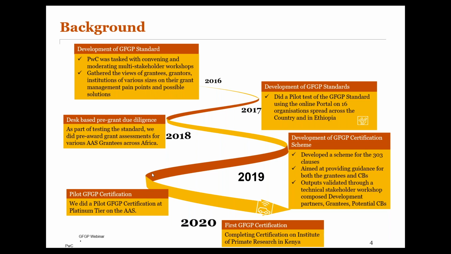Then later in 2019, the African Academy of Sciences also decided to try out this new innovation and requested PwC to undertake a GFGP pilot certification on them, which we did at the platinum tier. Then in 2020, which is the culmination of the certification process, we are happy to announce that the Institute of Primate Research in Kenya appointed PwC to undertake the first ever GFGP certification in Africa, and they successfully met all the requirements for certification, and they became the first organization in Africa to undergo the GFGP certification.